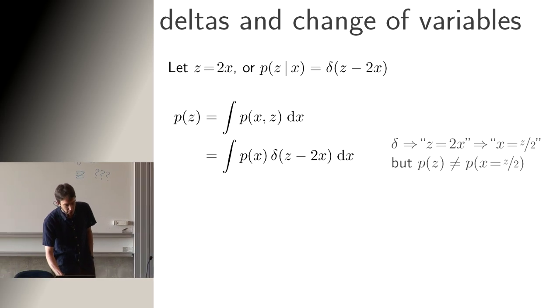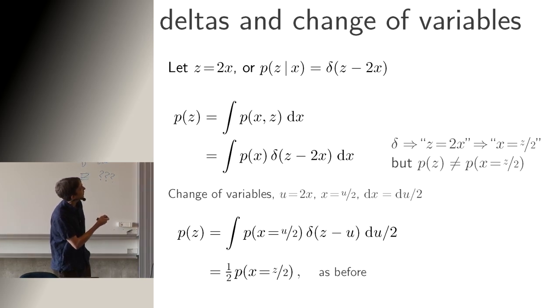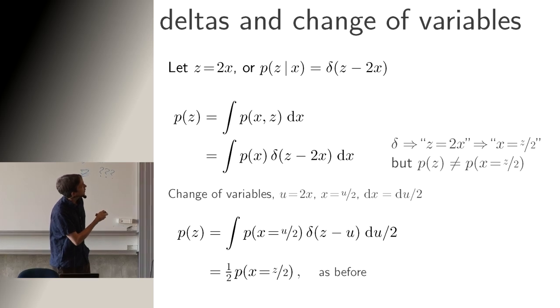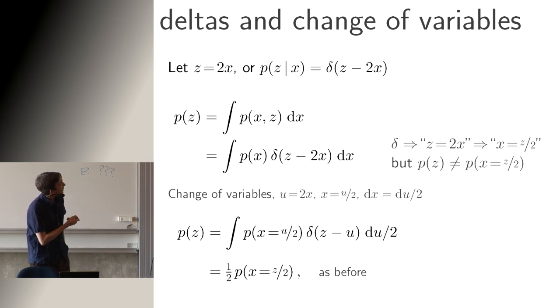So the correct way to integrate delta functions is to do a change of variables. This 2x is problematic. I don't know how to deal with it. So I'm going to replace that with a new variable u, do the change of variables stuff you do in calculus classes, and then you get a new integral involving u. And that integral has a simple delta function where you really can just go through and replace u with z or z with u wherever you like. And when you do the integration carefully, you end up with the same answer as the Jacobian argument.